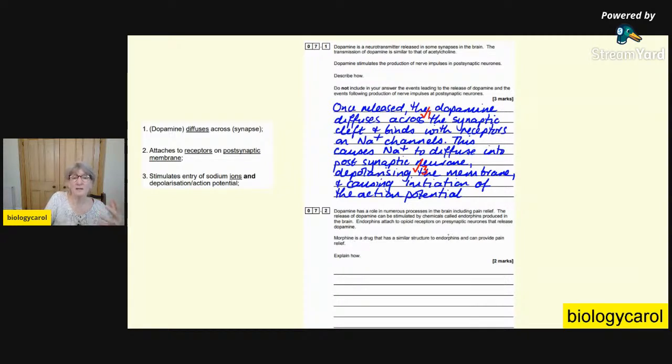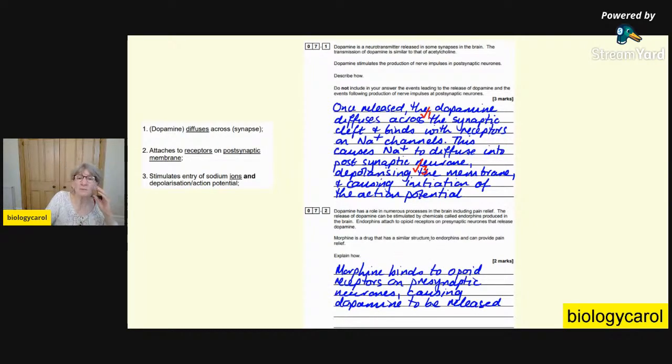So morphine. Now notice in my answer that I am using the terms that they have given me in the question as terminology in my answer. Morphine binds to opioid receptors on the presynaptic membrane, which brings about the release of dopamine. And therefore, I've got the 2 marks as a result. They absolutely wanted you not to just write a standard answer like, oh, it binds to receptors. They've told you stuff. Use what they've told you.